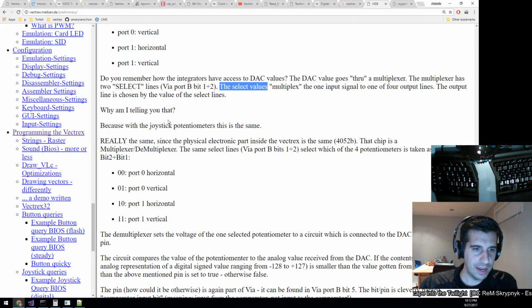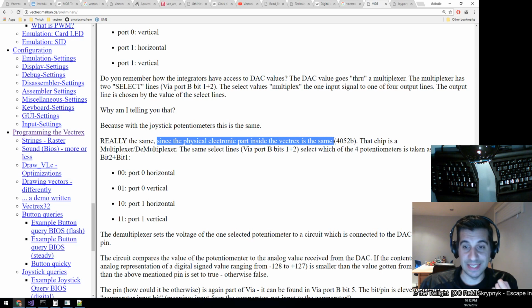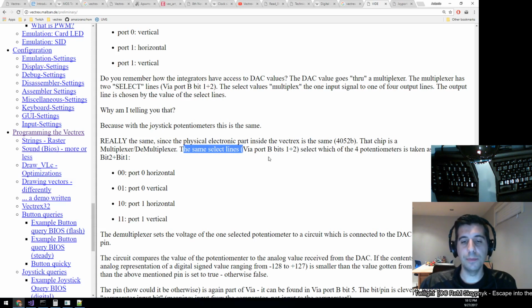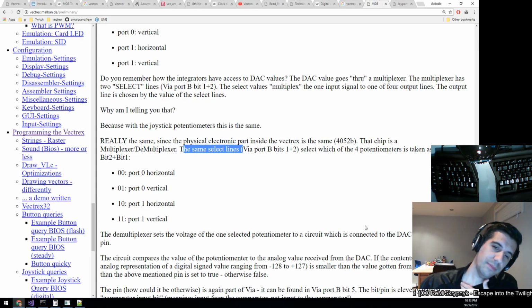Why am I telling you that? Because with the joystick potentiometers, this is the same. Really the same, since the physical electronic part inside the Vectrex is the same. That chip is a multiplexer demultiplexer. The same select lines via port B bits 1 and 2 select which of the 4 potentiometers is taken as input. That's really cool.